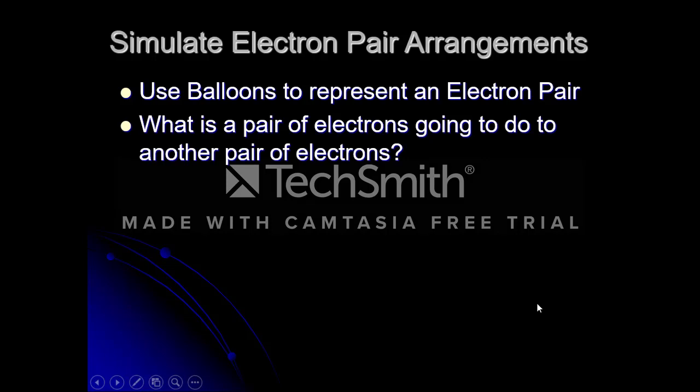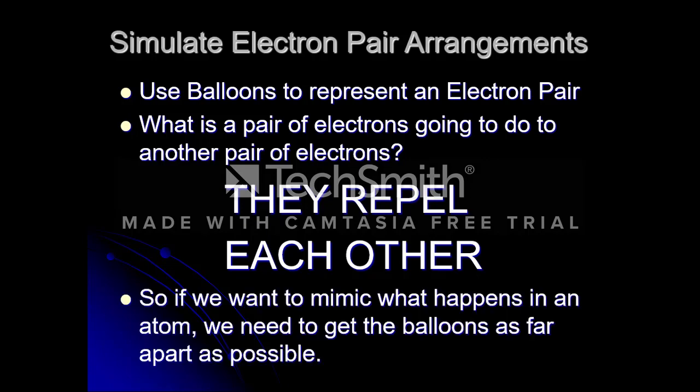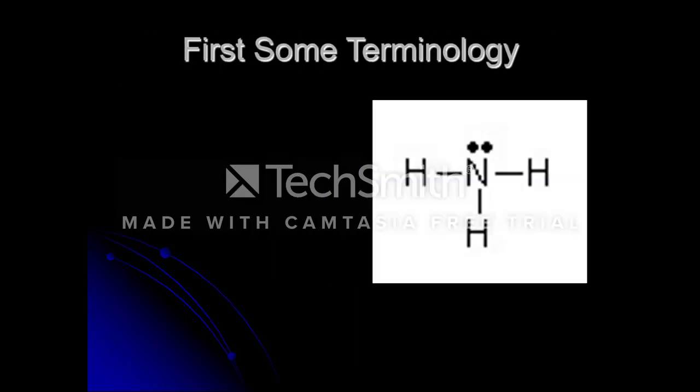So we need to think about what pairs of electrons do to other pairs of electrons. If you think about the charges, what happens when you bring those charged particles close to each other? They repel each other because they have like charges. And so we know that the shapes are forced in the molecules because the pairs of electrons have that repelling force on each other.